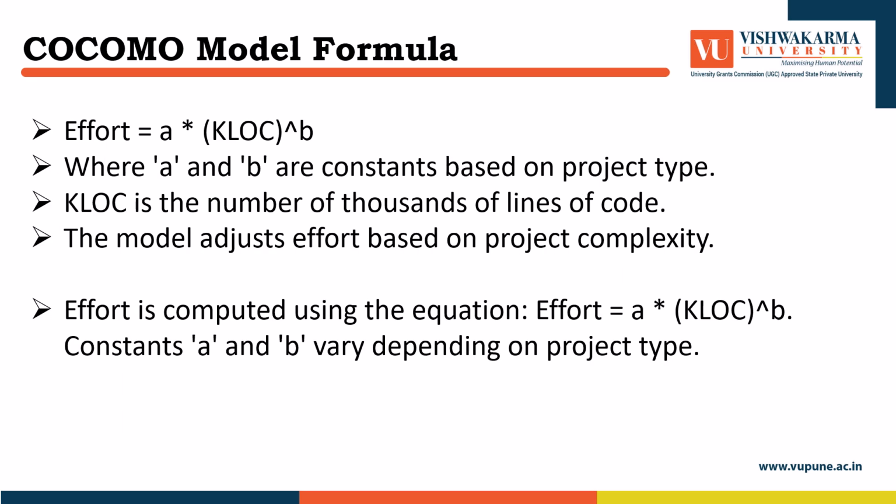COCOMO model formula. Here is the basic formula used in the COCOMO model to estimate effort. Effort equals A times KLOC to the power B, where KLOC is the size of the software in thousands of lines of code, and A and B are constants that differ depending on the project type, like organic, semi-detached, or embedded. This formula helps estimate the overall effort required for software development.